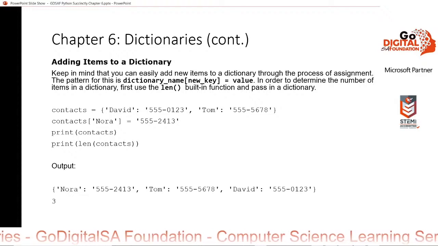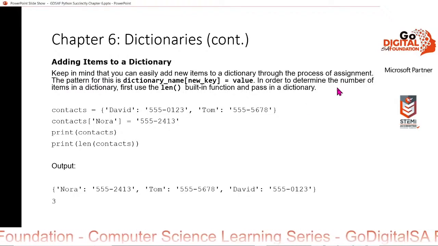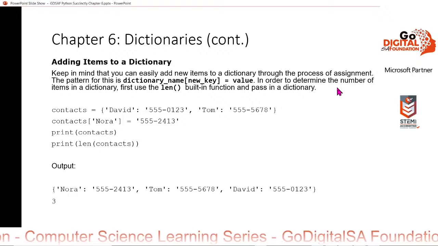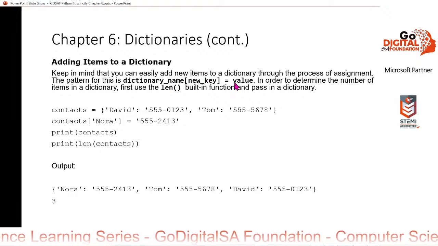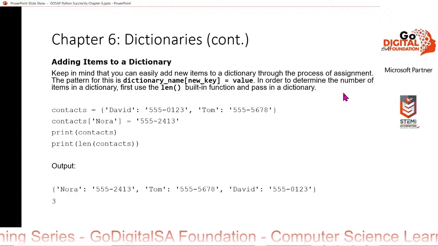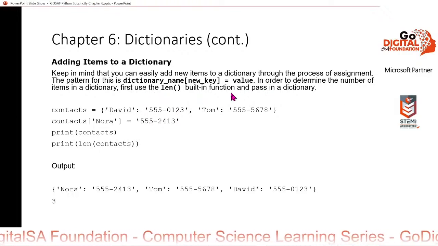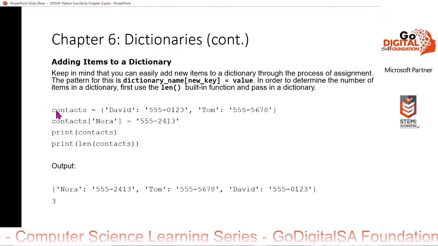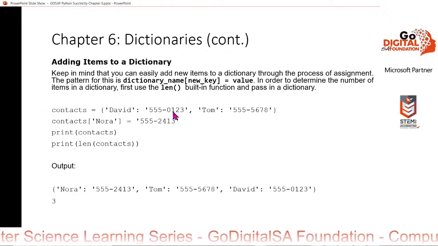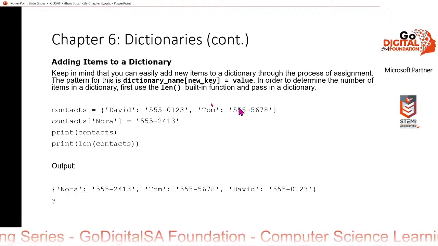Adding items to a dictionary. Keep in mind that you can easily add new items to a dictionary through the process of assignment. The pattern for this is dictionary name, new key, equals value. In order to determine the number of items in a dictionary, first use the len built-in function and pass in a dictionary. Okay, so here we say contacts is equal to David colon this, Tom colon that. So this is a dictionary with two items.